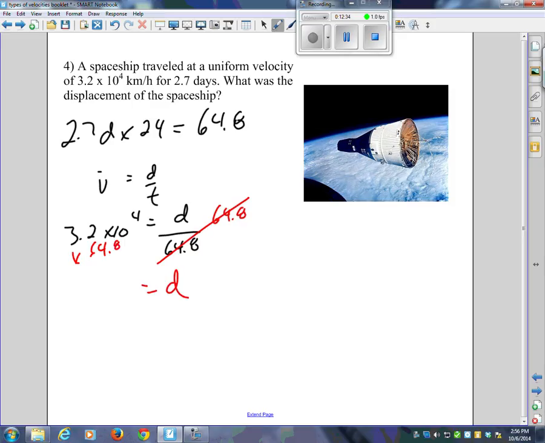So the displacement is 64.8 times 3.2 exp 4, and I get 2073600, or in scientific notation, 1, 2, 3, 4, 5, 6. 2.07 times 10 to the 6.